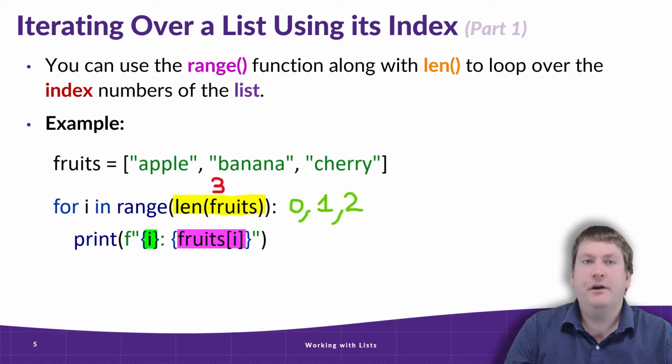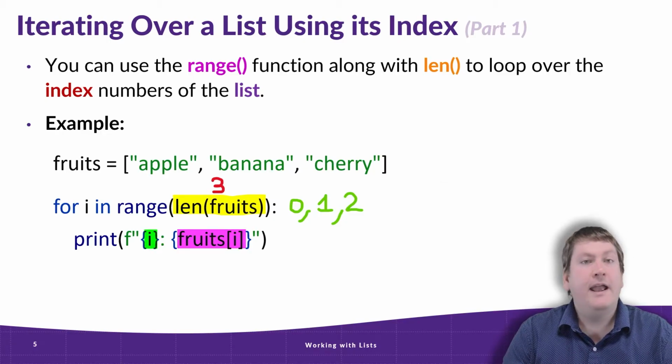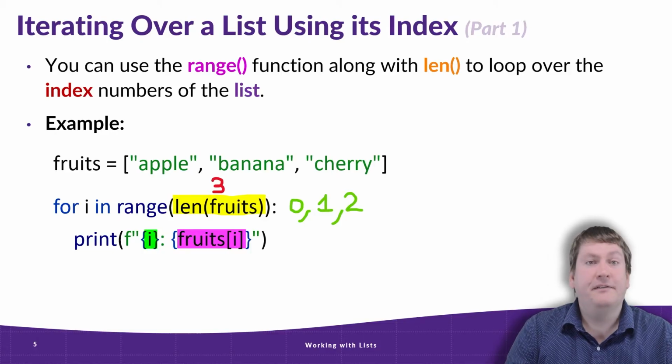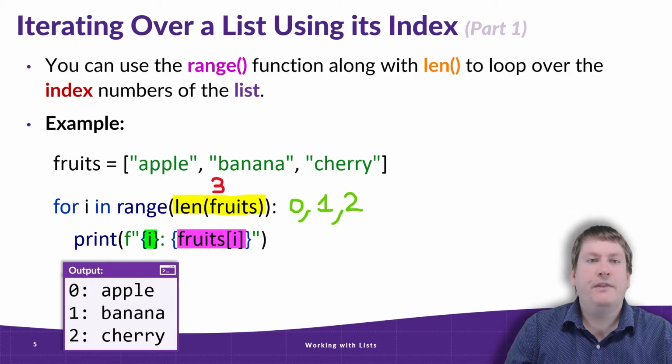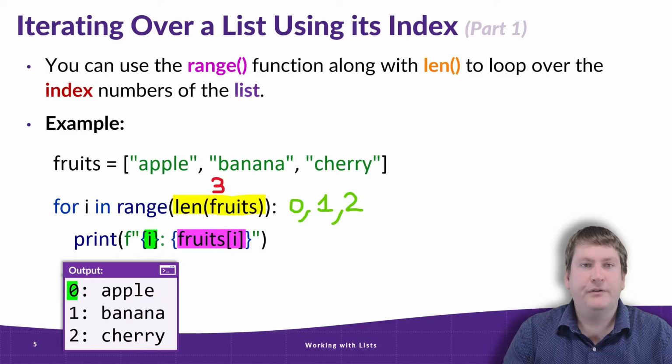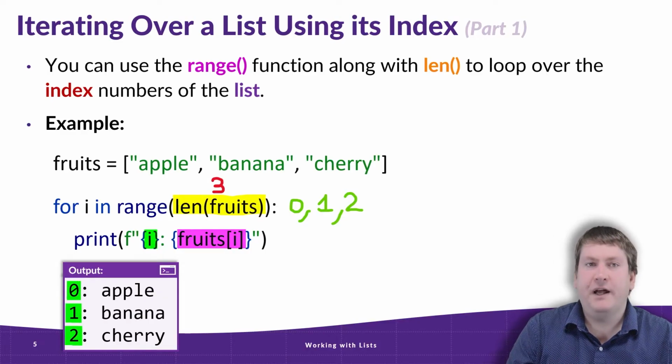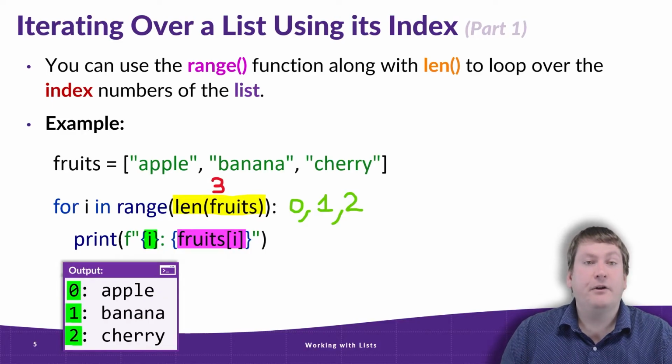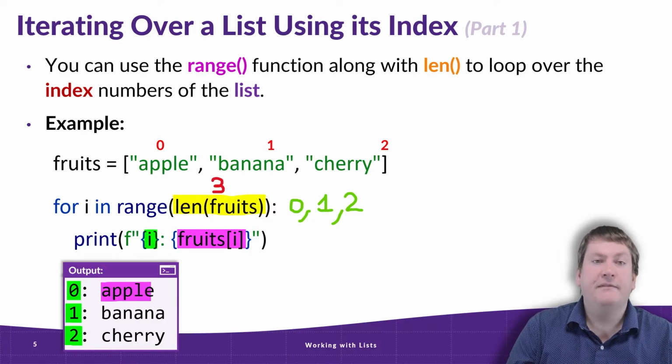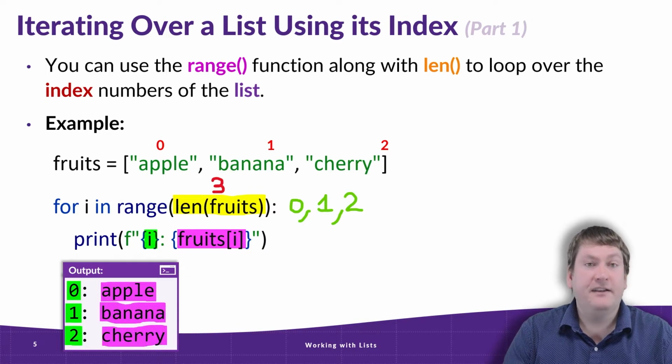So if it was index 0, we'd put 0, colon, and then apple, because apple is at index 0. If we run this, we would get the following output. The first values are the values of i. Each time the loop runs, i is incremented by 1 until we get to the end of the list. The second value we're outputting is going to be the values in the list at those indices.